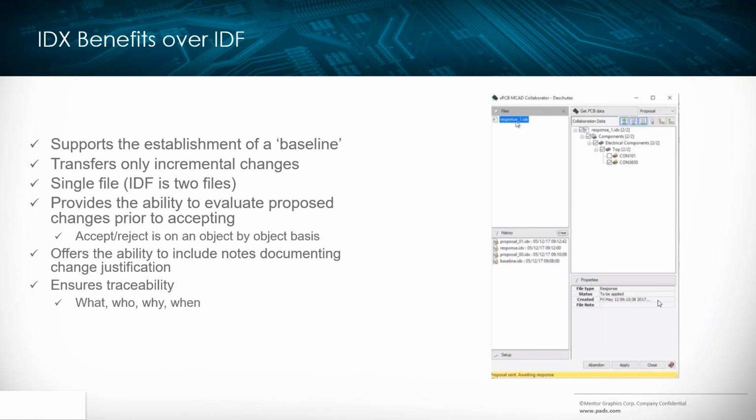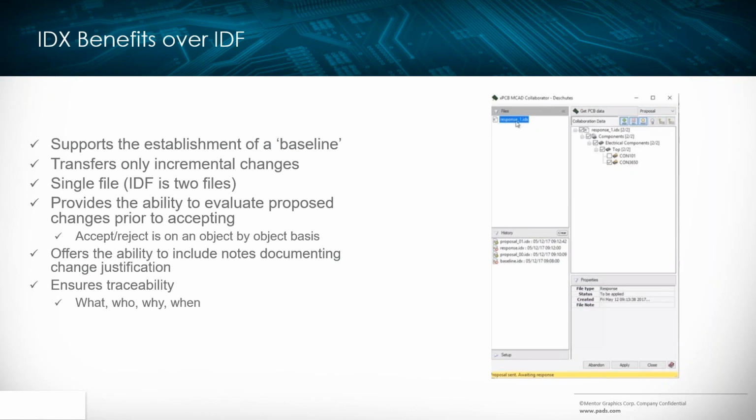Okay, so this is a picture on the right-hand side of the dialog box in the MCAD Collaborator in PADS Layout, and this allows us to see all of the proposals and the responses that we've got from the mechanical team. Okay, so what these files show is if you click on the file, it shows you exactly what has changed between the last response or proposal that we had. Okay, so we first send that baseline, and then every proposal from there on only contains that incremental data exchange and allows us to see what exactly has changed between this proposal and the baseline.